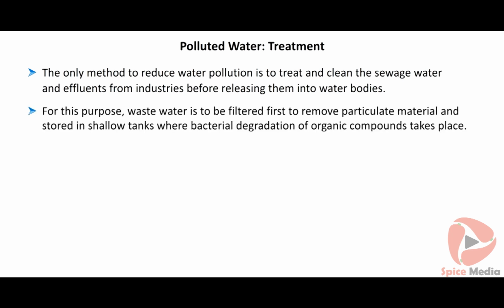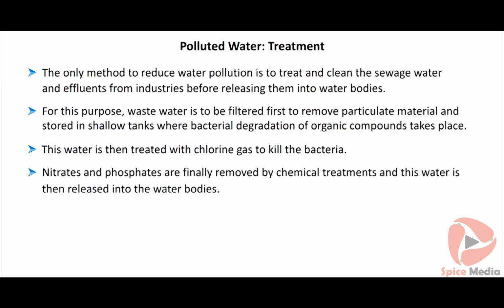For this purpose, wastewater is to be filtered first to remove particulate material and stored in shallow tanks where bacterial degradation of organic compounds takes place. This water is then treated with chlorine gas to kill the bacteria. Nitrates and phosphates are finally removed by chemical treatments, and this water is then released into the water bodies.